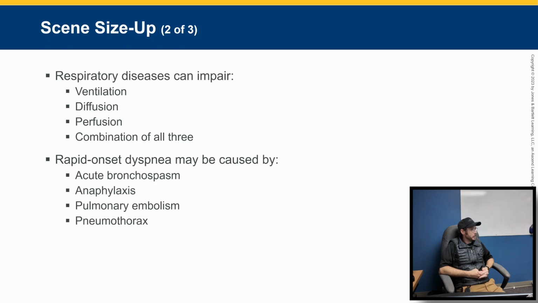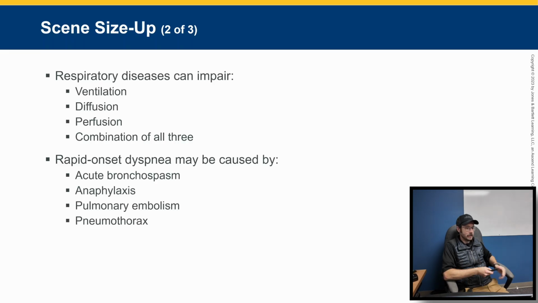Remember we talked about VQ mismatch. Remember, ventilation and perfusion mismatch. So VQ, V for ventilation, Q for perfusion. A pulmonary embolism is a very common cause of this ventilation perfusion mismatch or a VQ mismatch. Okay? So if you see the term VQ mismatch, that is a ventilation perfusion mismatch. You will see it abbreviated like that pretty regularly. And then pneumothorax. Okay, so those are kind of your top 4 red flags.